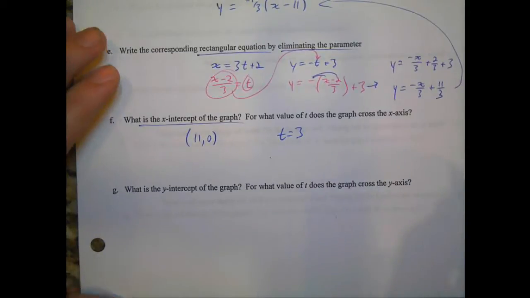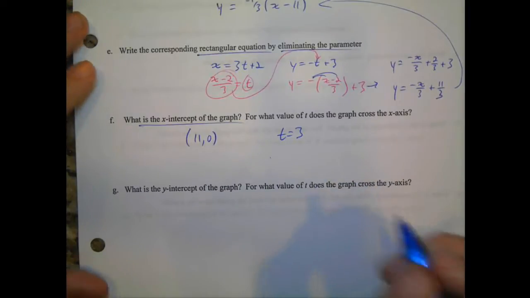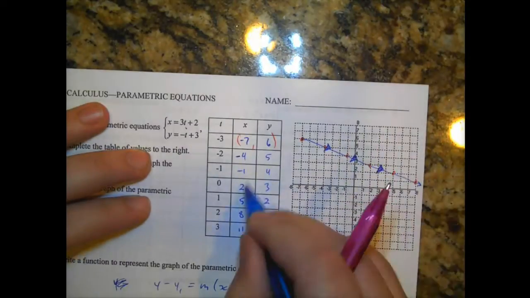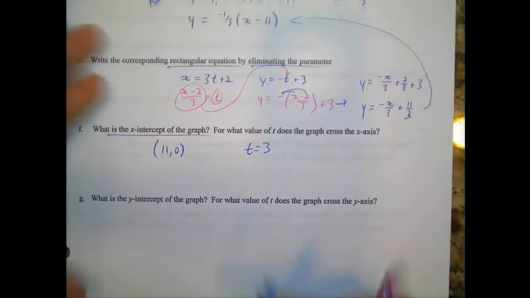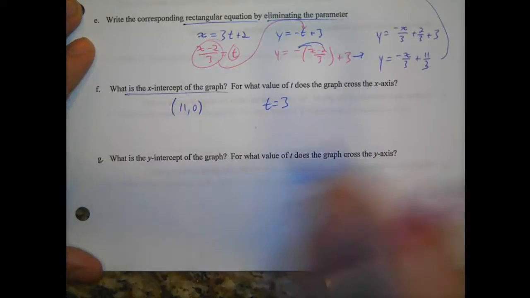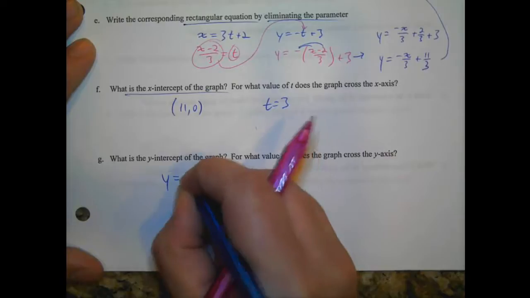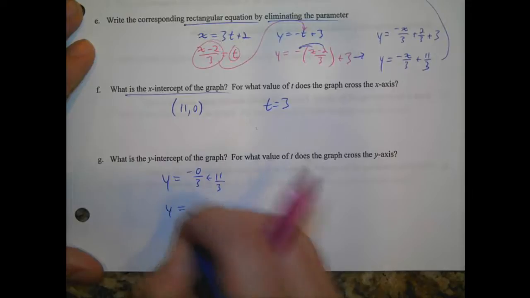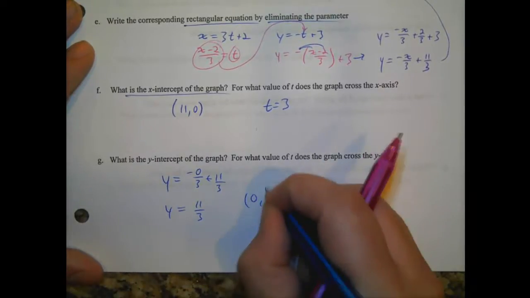This last part is going to require a little bit more work. It says, what is the y-intercept of the graph? Well, that's when x is 0. I don't have anywhere on my table where x is 0. It's somewhere between those two, but I don't have it exactly on the table. So remember, you can solve for it too. The y-intercept is where x is 0. So if you take your equation and put in 0 for x, we have y equals negative 0 over 3 plus 11/3. So our y-intercept is 11/3. So I have (0, 11/3).